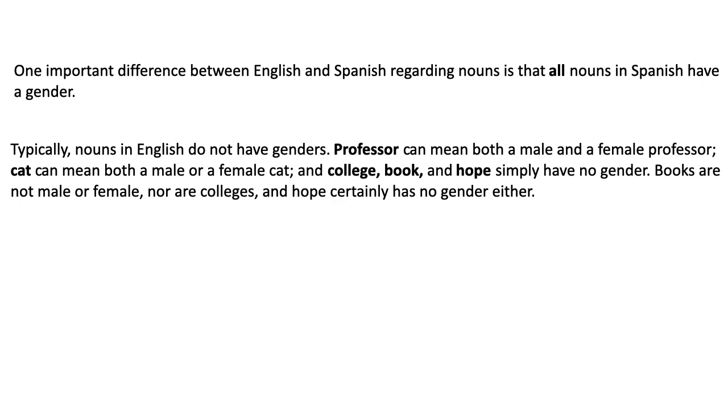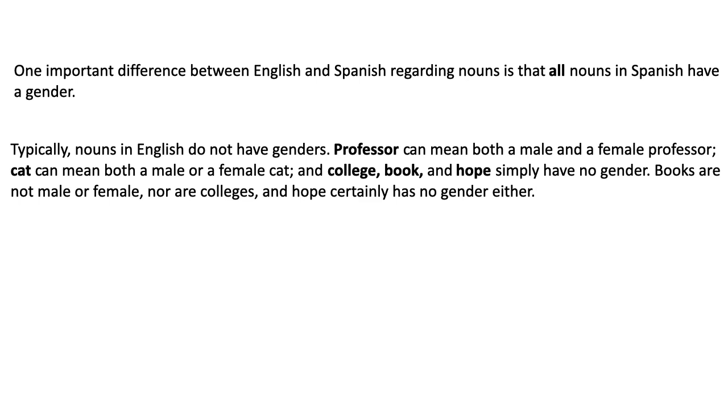So nouns in English tend not to have genders, right? For example, if you say professor, it's not clear from the word professor whether I'm referring to a man or a woman. That information is not in the word, right? Or cat, is it a male or a female cat? Well, if I just say cat, you don't know. If I say my cat jumped on the table, you have a very clear image of what just happened, but you don't know whether it's a female cat or a male cat, because that information is not in the English noun, right?